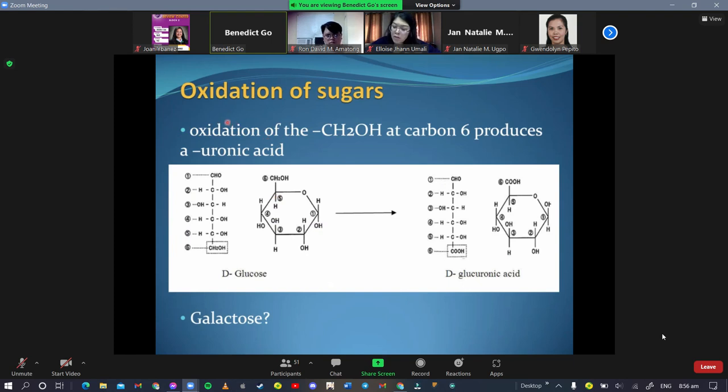Another reaction is oxidation of sugars. Oxidation of the terminal carbon at carbon 6, of course, produces a uronic acid. I already mentioned this earlier. Now, glucose, look at the terminal carbon. When the terminal carbon, the alcohol group, is converted into a carboxylic acid, you'll have glucuronic acid. From glucose, you have glucuronic acid. Now, what if it was galactose? Oxidized galactose will become galacturonic acid. Just add uronic acid.